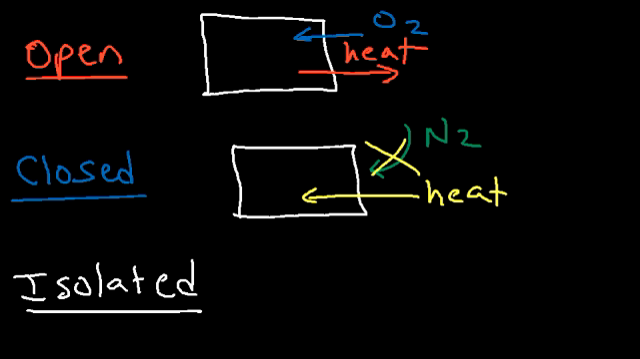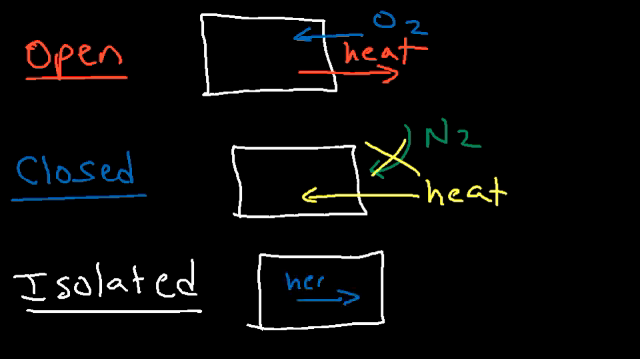Now, in an isolated system, nothing can get in. Heat cannot escape an isolated system, and matter cannot enter into an isolated system. So nothing goes in and nothing comes out in an isolated system.